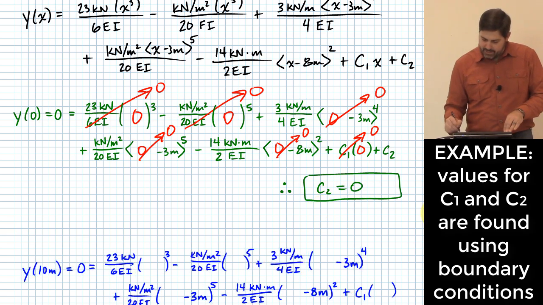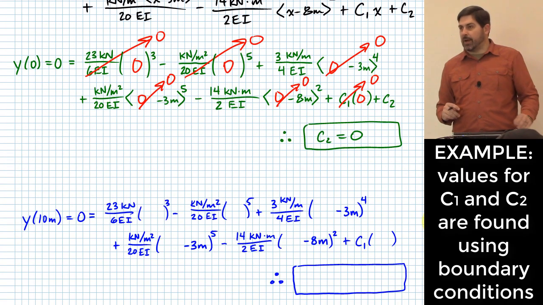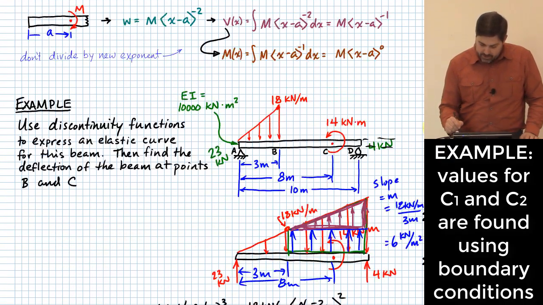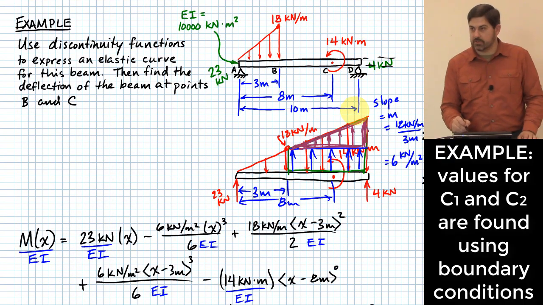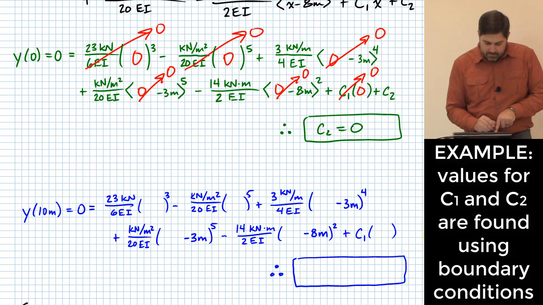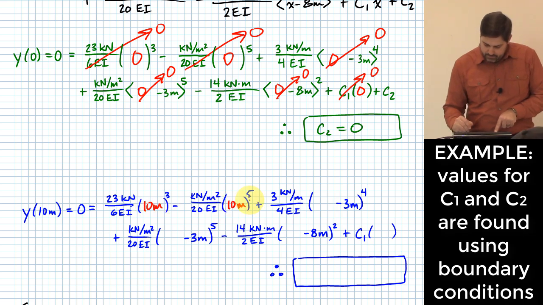We have a similar kind of task that we need to do here, where we plug in our other boundary condition. Okay? Our other boundary condition occurs at an x location of 10 meters. At 10 meters, we know that at that location there can't be any deflection because it's being supported with a roller. So for this one, we are going to plug in 10 meters. So everywhere we had this, we're going to plug in 10 meters.